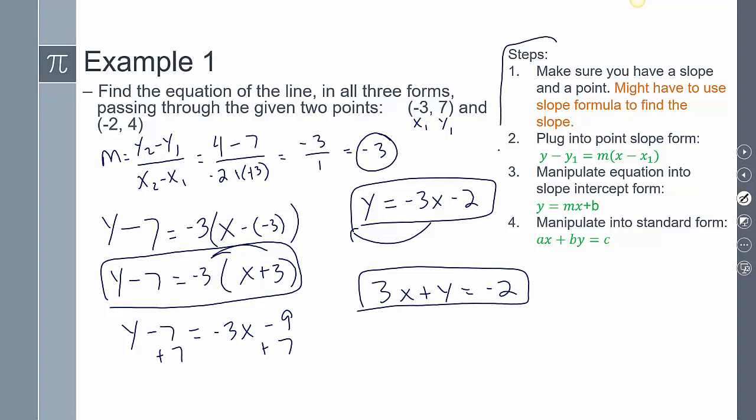Now the steps, they just kind of go in the order of how you probably should manipulate it. So just understand that the first thing you need is a slope and a point. You have to have that. If you have a slope, if you have a point, boom, you can create a line.